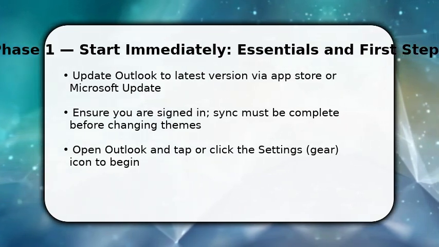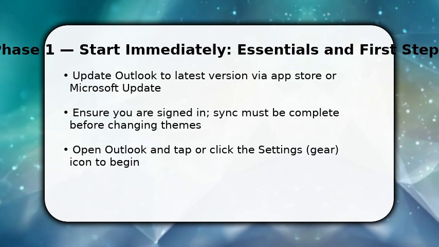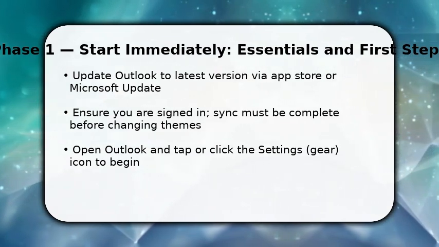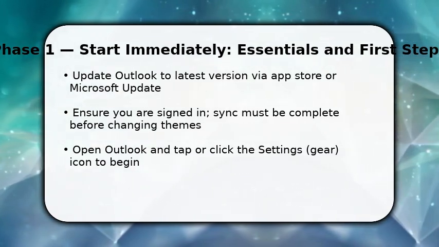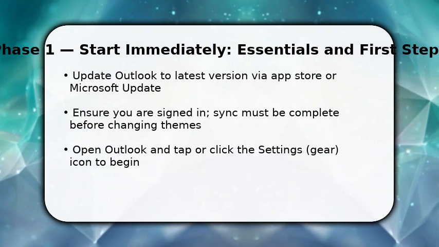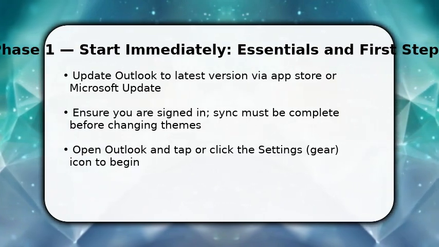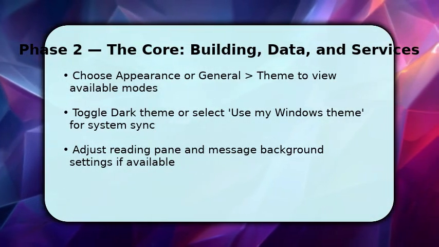Tap the gear icon or open File Options on desktop. This gets you to the exact controls where theme and display settings live. From here, you'll move into Appearance or General to find dark mode options. Now you navigate to Appearance or Theme Settings.